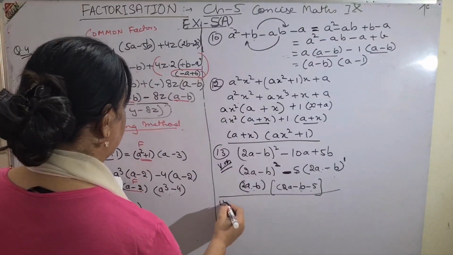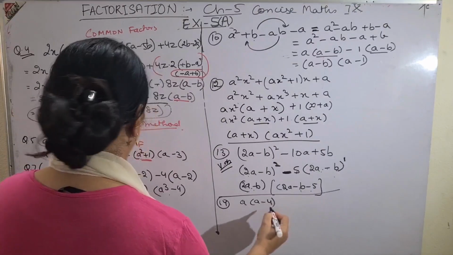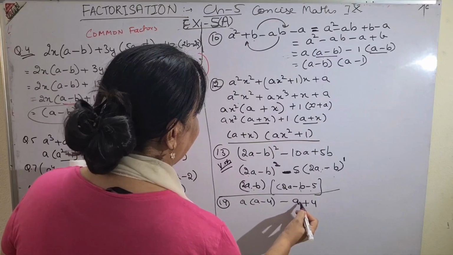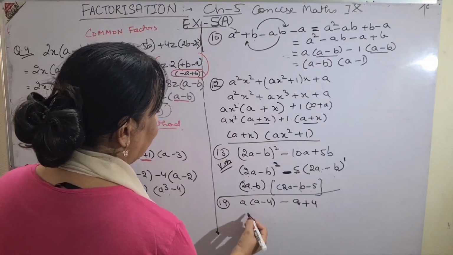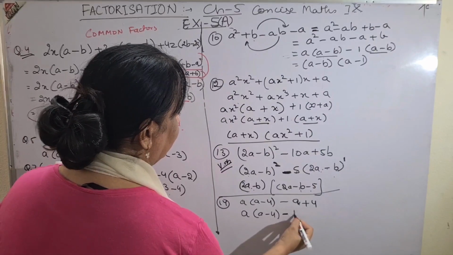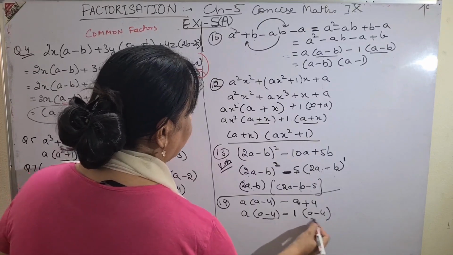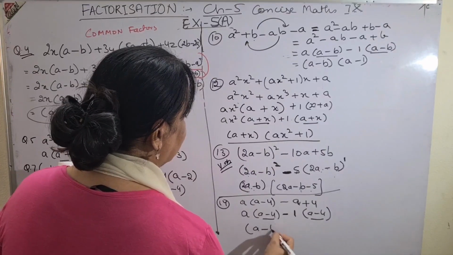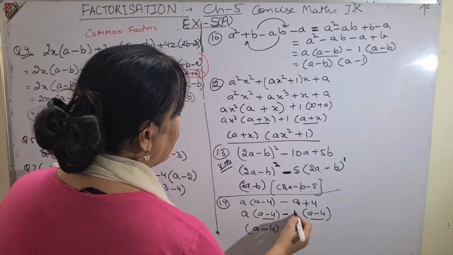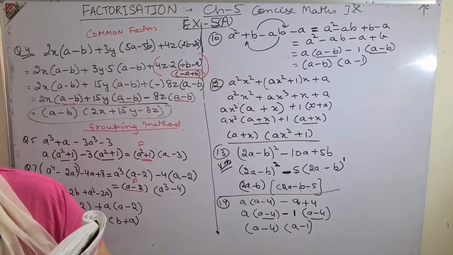Moving to the 14th sum, I would love to explain. This is a into (a minus 4) minus a plus 4. Very important sum and a favorite sum of the examiners. So it is very simple also. See, a, leave the first term like that only. From the second term you take 1 common, a minus 4. Now a minus 4 and a minus 4 are the common factors. So a minus 4 you will take out, and from the first, a is left, from the second, minus 1 is left.